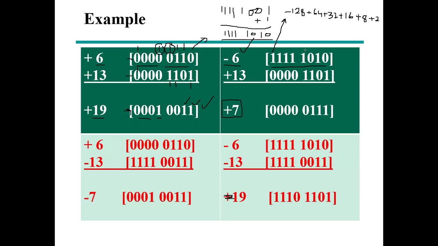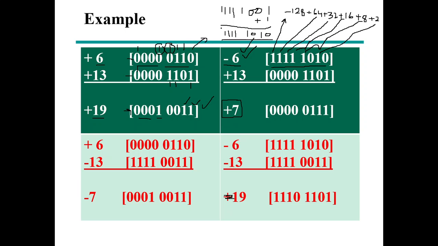So this is plus 8 and this is plus 2. This is minus 128, this thing is plus 64, this thing is plus 32, this thing is plus 16. No, sorry, this thing is plus 16, this is plus 8, and this thing here is plus 2. You add all these together, you get minus 6. So you can go directly this way to find the binary representation of minus 6.